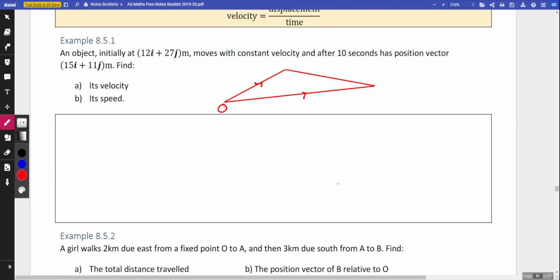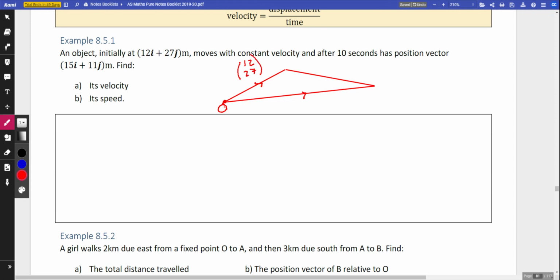So an object initially at 12i plus 27j meters, so that's its initial position vector. So remember, when we're using the ij notation, we are going relative to an origin, so relative to that point there. So this is the vector here. We've got 12, 27. This diagram hasn't been drawn to scale at all.